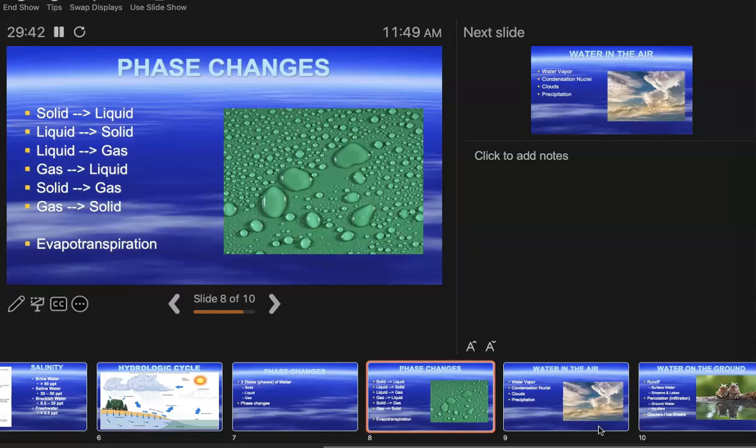Deposition. Which one? Like a deposition, not like salt or sediment or stuff like that. No, we do use that word a couple different ways. But gas to solid deposition, and everybody loves deposition because that's how we get frost.